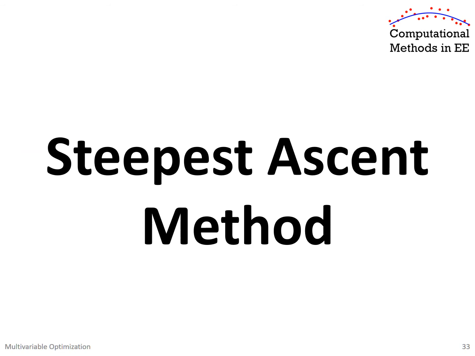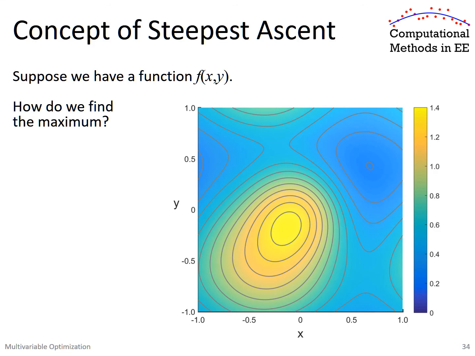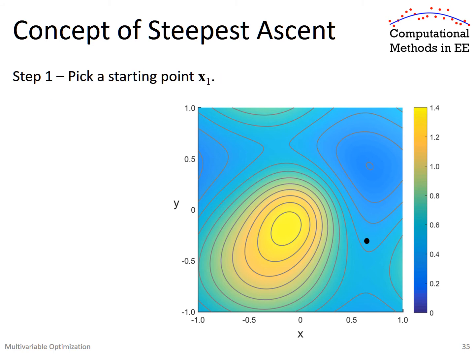Okay, our next method, the steepest ascent method. So let's say we have 2 variables, x and y, and I plotted our function and also plotted the isocontour lines. How do we find the maximum? Well, visually, we know it's right here. But mathematically, we don't know that. So we have to start somewhere close to that and let the algorithm refine this. So we make a first guess, and we'll call that point x1. So we have a starting point.